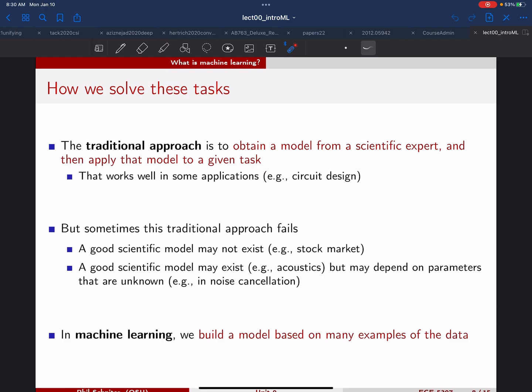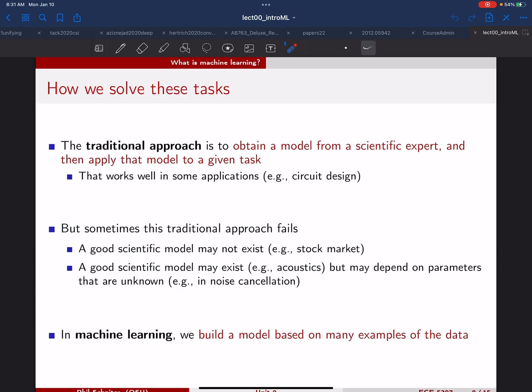But sometimes this traditional approach doesn't work. So one of them we talked about was the stock market. So we don't really have any good scientific models for the stock market. It's not like Ohm's law. So in that case, we have to do something else. So what we're going to do is build a model based on many examples. So you can watch the stock market, over and over and over again, millions of times, and maybe if you watch it enough and you have a powerful enough sort of pattern recognizer, you can figure it out.